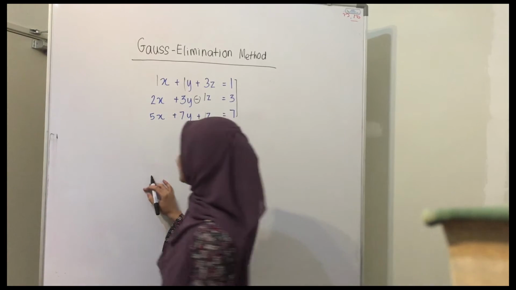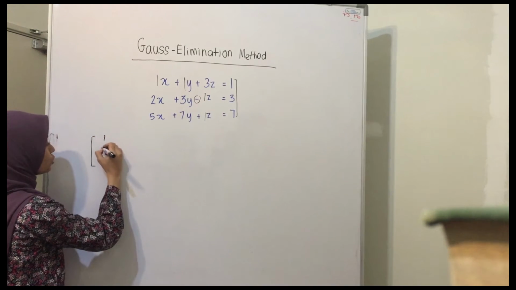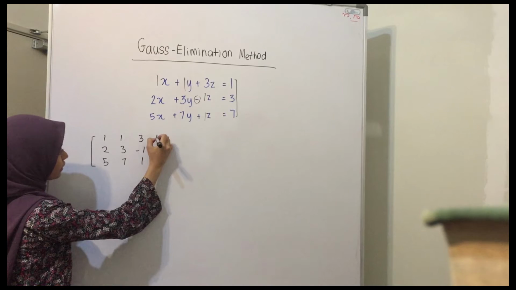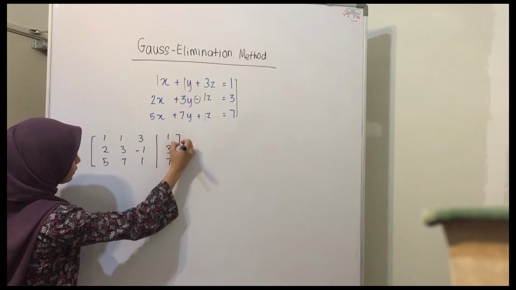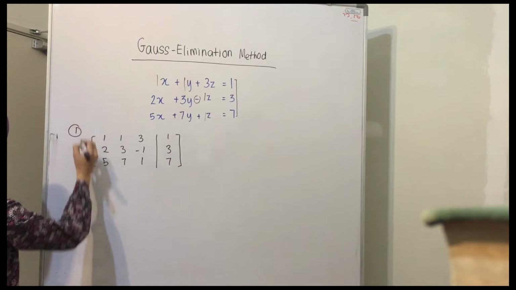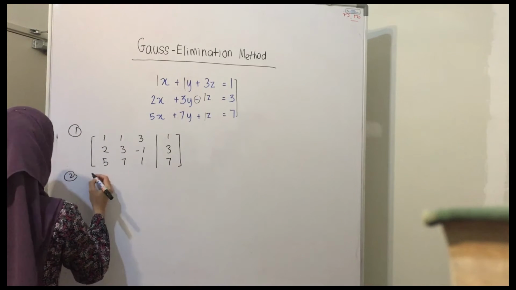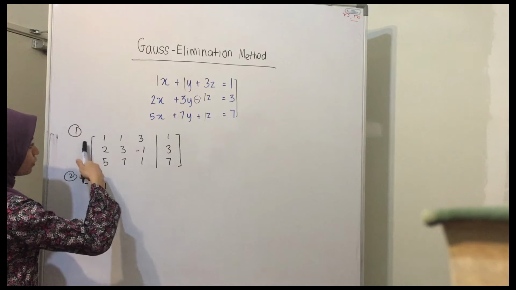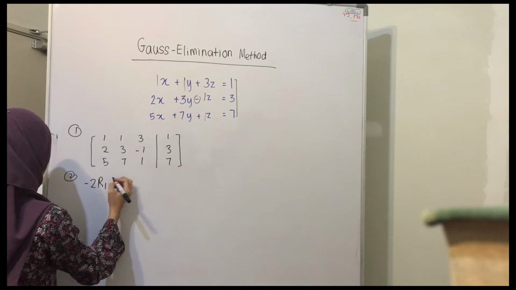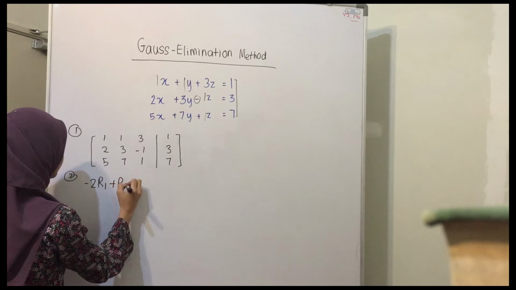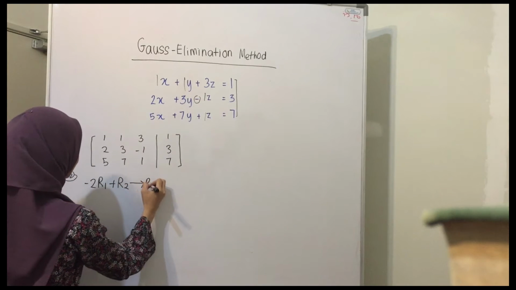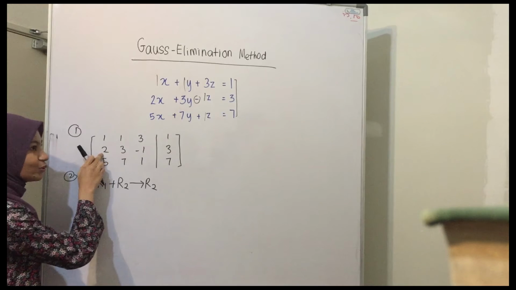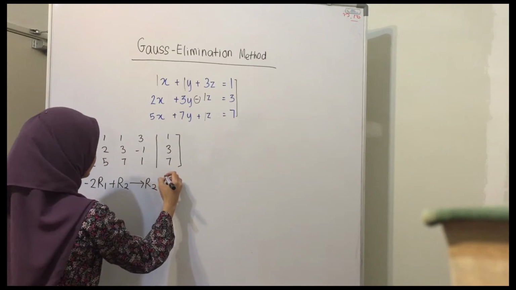So we start with the augmented matrix: 1, 2, 5, 1; 3, 7, 3, negative 1, 1; 1, 3, 7. The next step is we write negative 2 R1 plus R2 equals R2, because we want to eliminate the 2; we want the number 2 to be 0. So it forms like this.